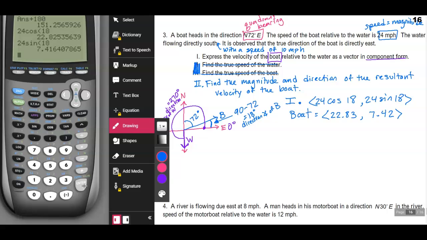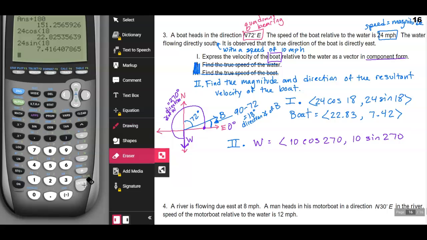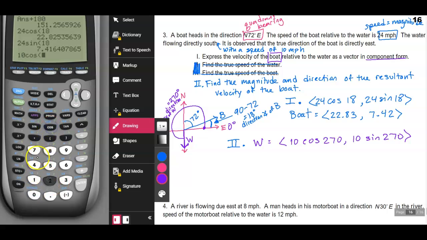And then we are going to find the magnitude and direction of the resultant velocity. That's part 2. Now, in order to do these things, we first do need to know what our component form of the water is. So that's what I'm going to do first. Component form of the water, our magnitude of the water is 10. 10 cosine of 270, 10 sine of 270. 10 cosine 270, which should be 0.